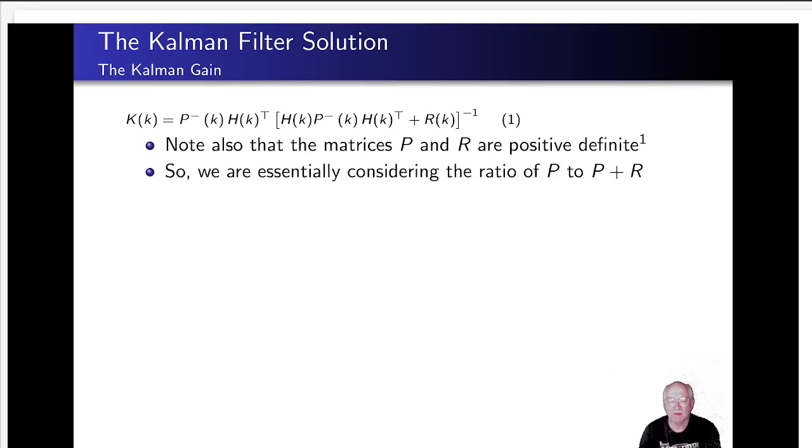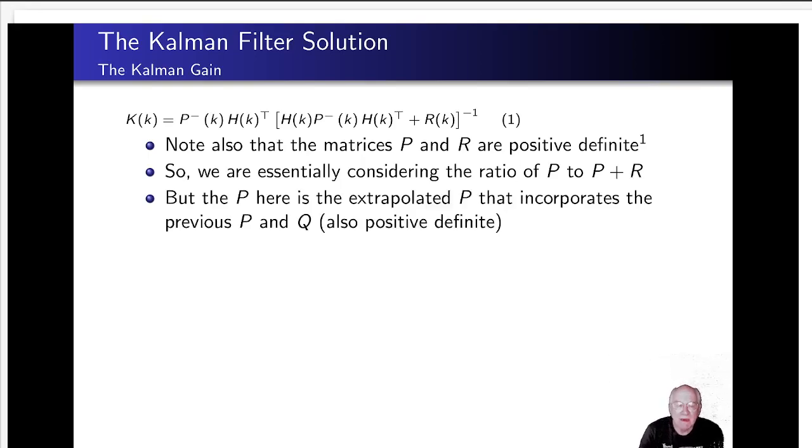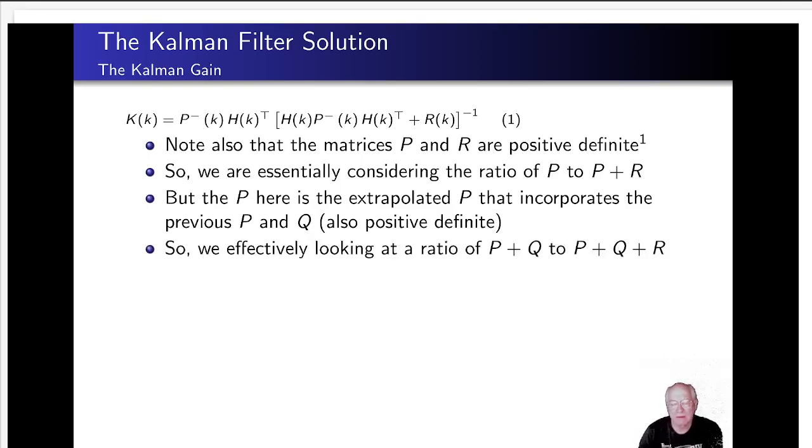So we are essentially considering the ratio of P to P plus R, right? If we ignore H. But P here is the extrapolated P that incorporates the previous P from the previous time step and the new element of the process noise, Q. So it's a covariance matrix Q, and it's also positive definite. So effectively, we are looking at the ratio of P plus Q on the top, if you will, to P plus Q plus R. Okay? So R is really the key item here.